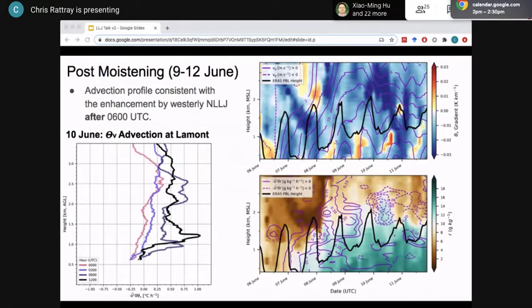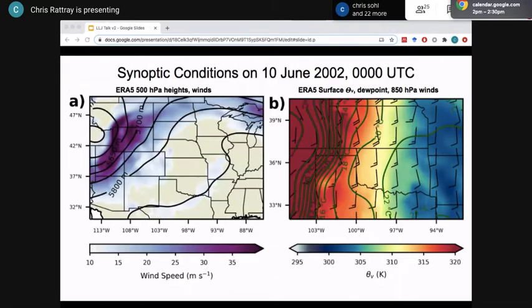So looking at theta V advection at Lamont on the 10th, we see that there's strong advection occurring at heights where we would expect a westerly jet. Let's take a quick look at the synoptic conditions on the 10th. We see that there's a trough located just to the east of the Rockies, but notice how there's now a strong dry line in the panhandle, which you can see in the dew point contours in the figure on the right. And now all of the sites are located within that moist air mass during the day.